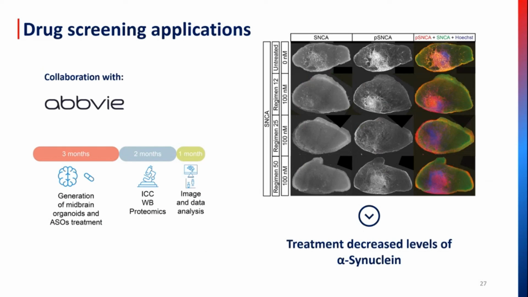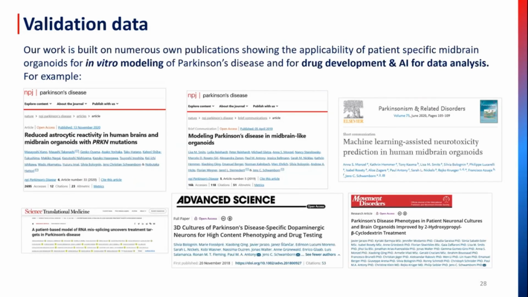Another example is a treatment performed in midbrain organoids aimed to decrease the levels of this protein that typically aggregates, alpha-synuclein, with a technique that is called antisense oligonucleotides. And that was a collaboration with AbbVie. And as you can see in the images, the treatment greatly ameliorated the alpha-synuclein burden in the treated samples. And like that, there are numerous publications which support the applicability of patient-specific midbrain organoids for both in vitro modeling of PD, but also for drug testing and development.